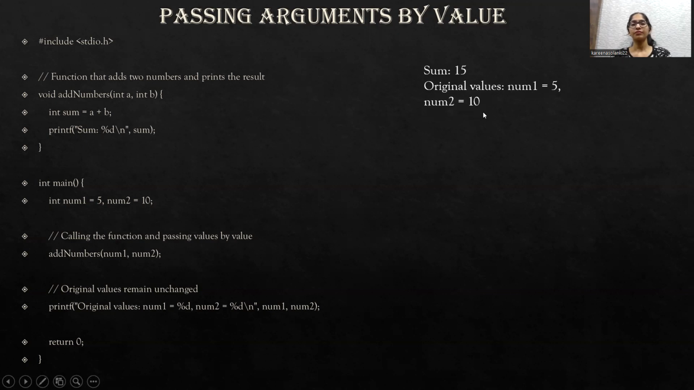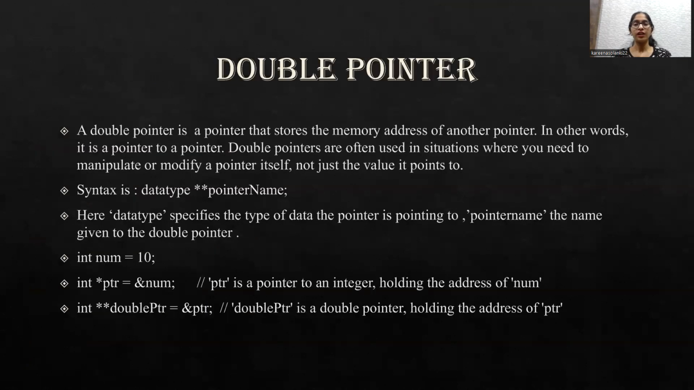Here we had a look at passing arguments by reference as well as by value. So let us head on to the next topic, which is the double pointer. A double pointer is a pointer that stores the memory address of another pointer. In other words, it is a pointer to a pointer.